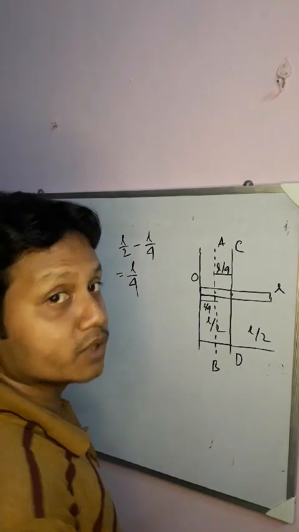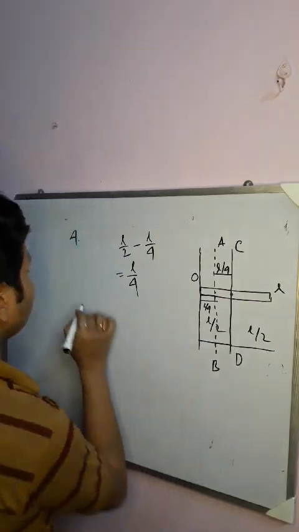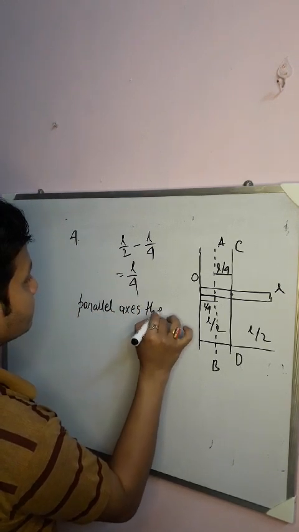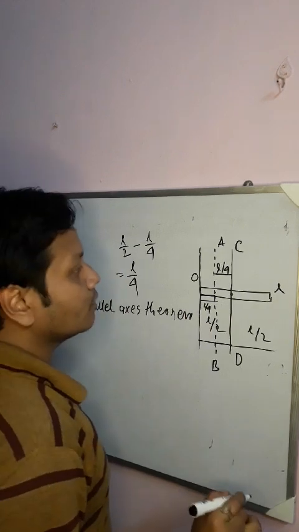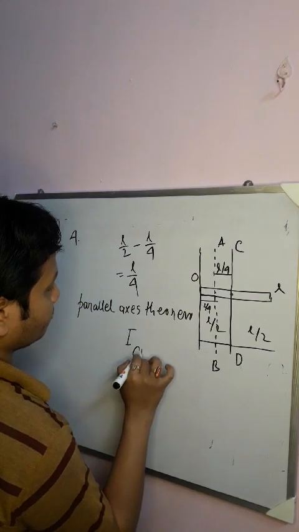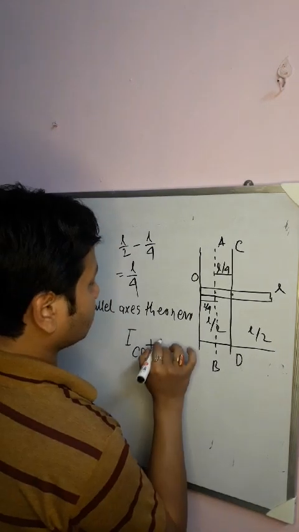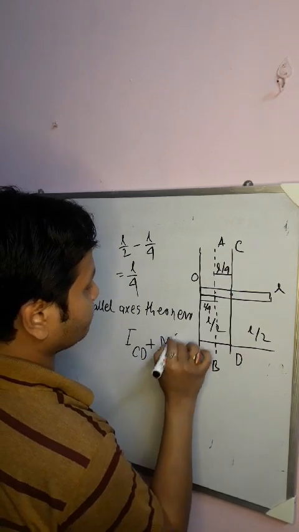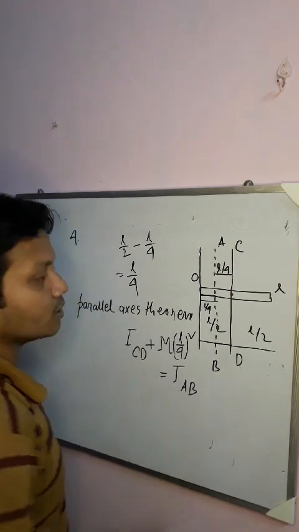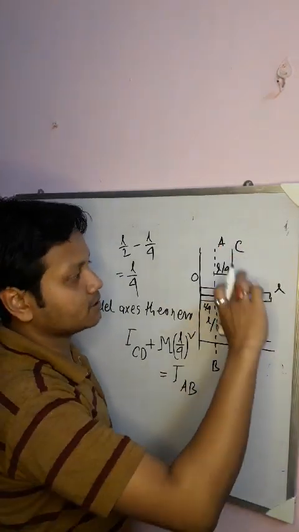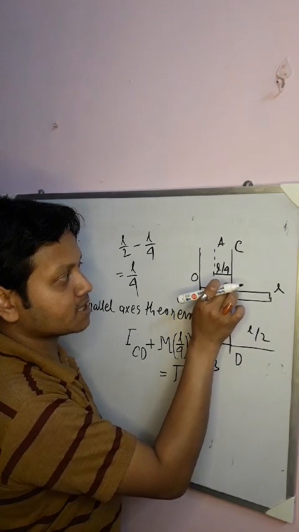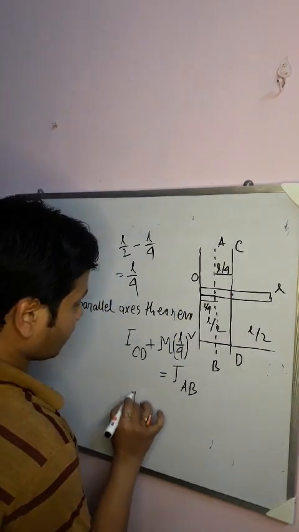So what would be the moment of inertia about AB? We use the parallel axis theorem: the moment of inertia about an axis passing through the center of gravity plus mass of the rod into distance square, that means L by 4 whole square, equals I_AB. Because the moment of inertia about AB equals the moment of inertia about CD, which passes through the center of gravity, plus mass into distance square. So what would be my I_AB?